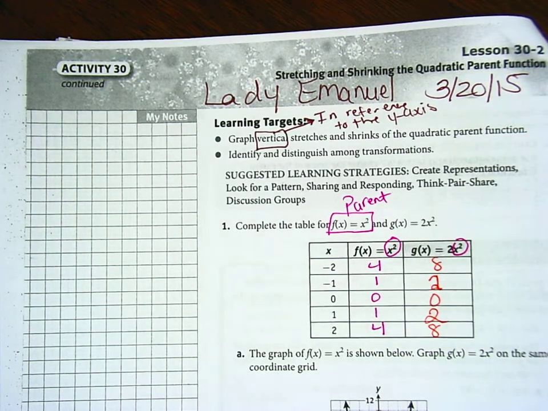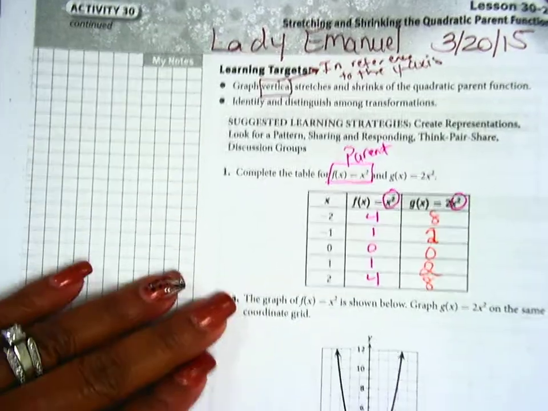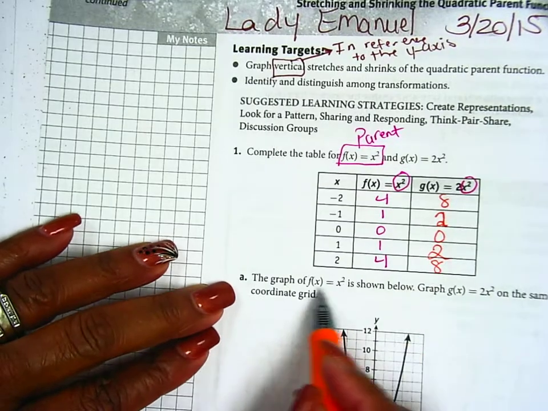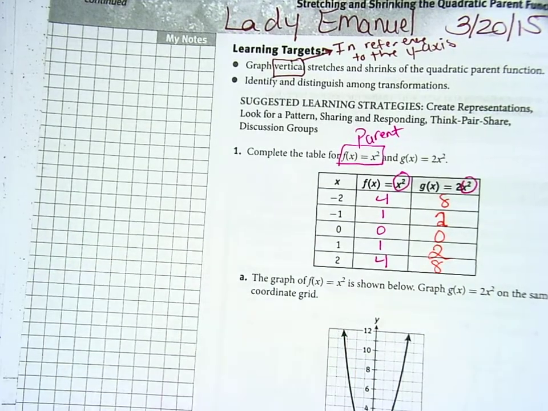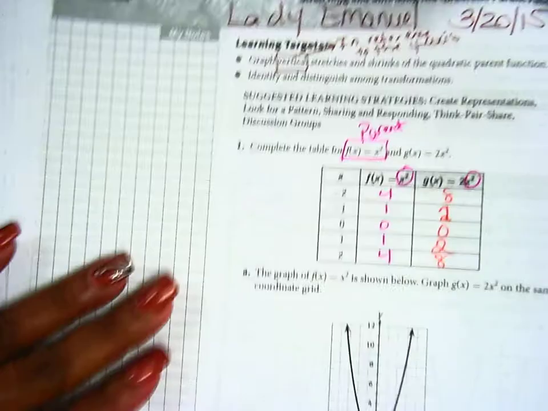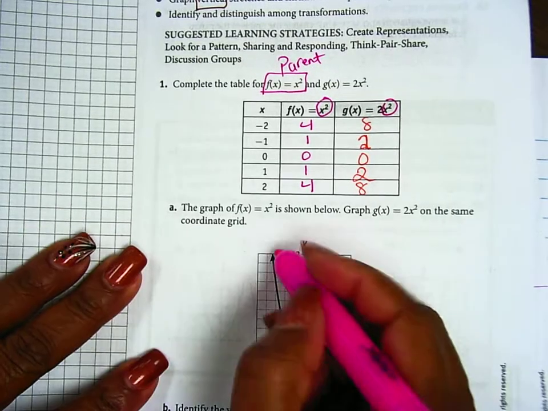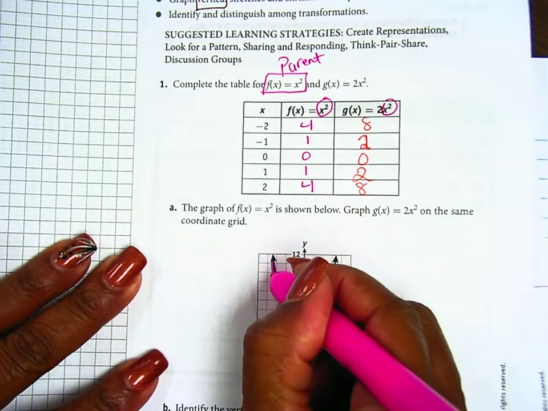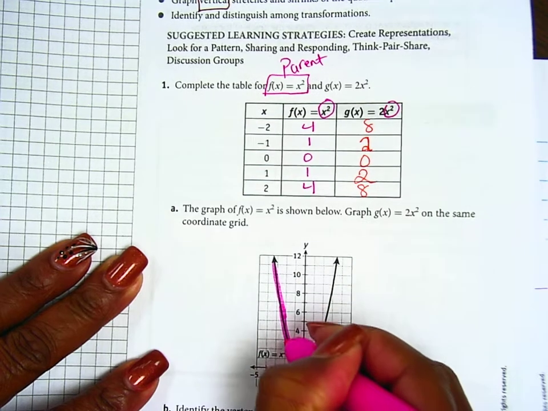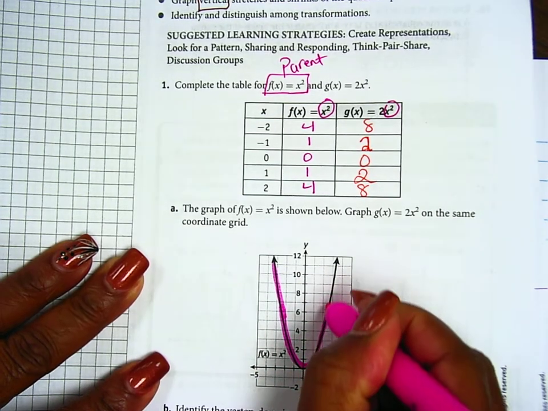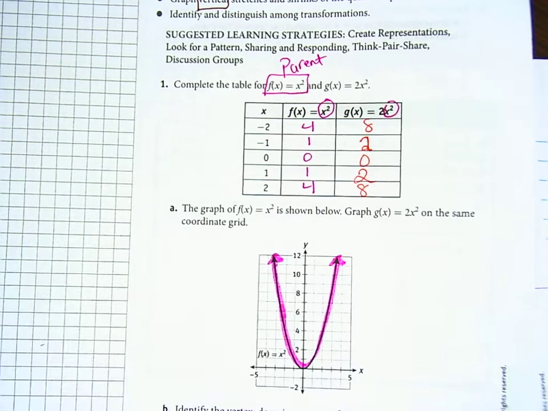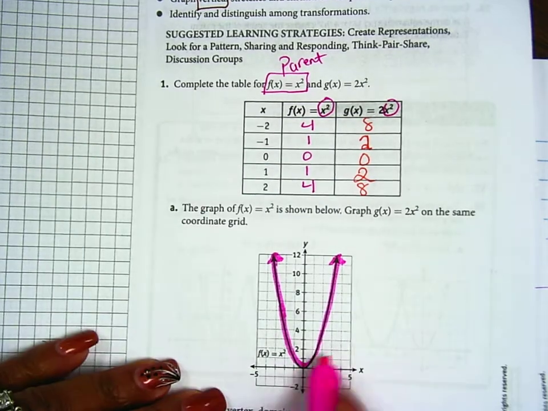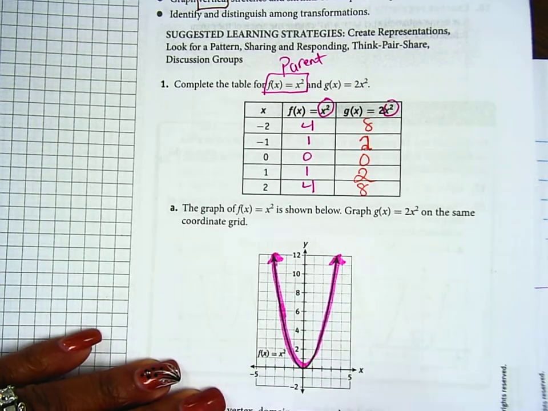On part A, they were nice to us. They said the graph of f of x equals x squared is shown below. They put the parent function there for us. So let's highlight it and give it a little color. Color coding it, thanks to one of my students who likes to annotate with different colors. So we got our parent function, our vertex, our minimum.